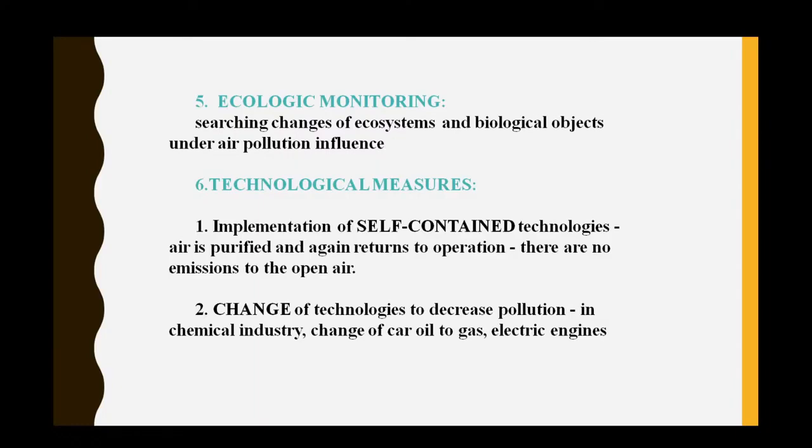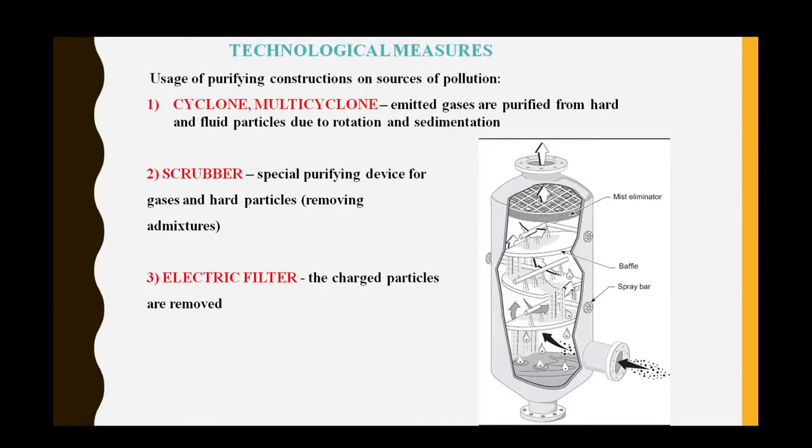Next group of measures, technological measures. Implementation of self-contained technologies: air is purified and again returns to operation. There are no emissions to the open air. Change of technologies to decrease pollution: in chemical industry, change of car oil to gas, electric engines. And here are examples of technological measures, because in practice, this group of measures is the most effective.